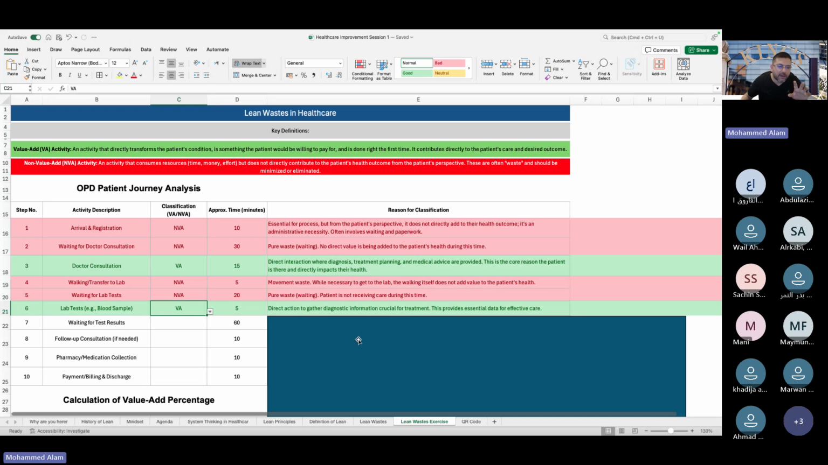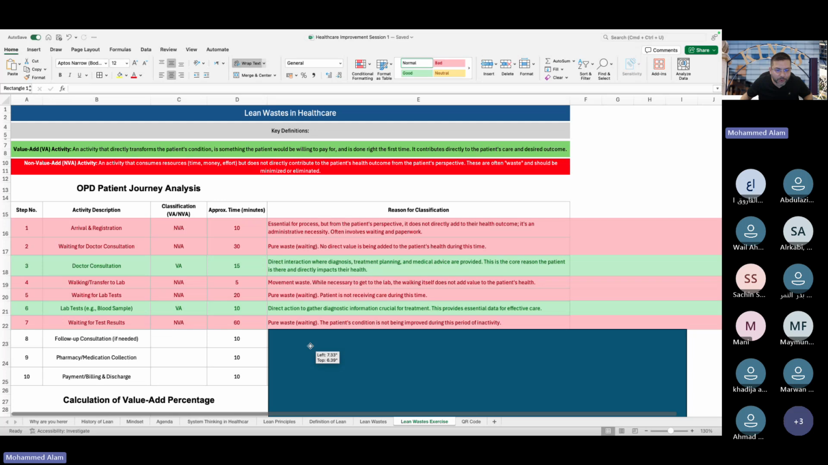And usually I would ask, I don't know if there's a doctor here, then I think Dr. Weil is here. Dr. Weil, how long does a lab take to do the CBC as a process? Like 10 minutes, by the way. But how long does it take to get the CBC results? 4 hours. So let's make it 10 minutes, since Dr. Weil is saying 10 minutes. So it's a direct action. Now waiting for test results: is it value add or non-value add? Non-value added. Perfect. Pure waste.